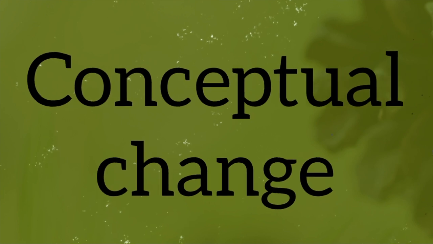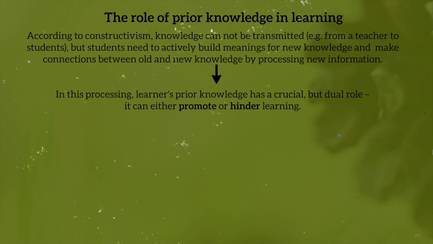Next, let's dive deeper into this. According to constructivism, knowledge cannot be transmitted, for example, from a teacher to students, but learning requires that a learner actively builds meanings for new knowledge and makes connections between old and new knowledge by processing new information. Now, consider this last sentence for a while. When studying the content of this module, you should also actively process new information and consider the relevance of this information for your personal life as a teacher and also as a learner.